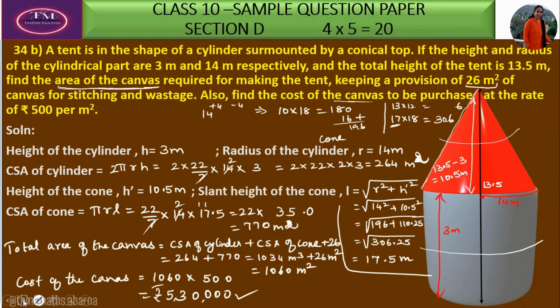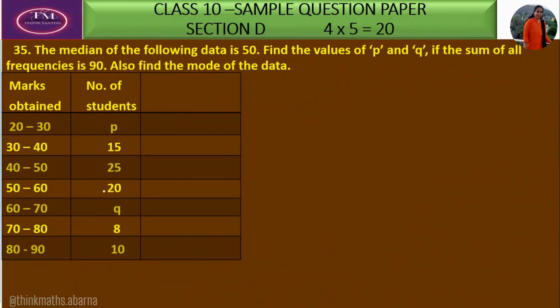So moving on to the next problem, 35. Okay, so with this, section D is completed. What is this question? The median of the following data is 50. Find the values of P and Q if the sum of all frequencies is 90. Also find the mode of the data. Now there is the data given. So here marks obtained is given, number of students is given. So this is the frequency.